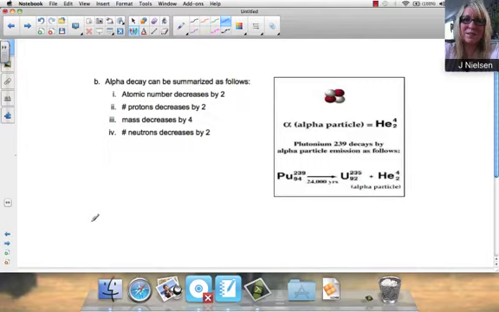Alpha decay can be summarized as follows. As you can see here, the atomic number decreases by 2. So 92 is 2 less than 94. Therefore, the number of protons decreases by 2. The mass decreases by 4. 235 is 4 less than 239. And the number of neutrons decreases by 2 because of the atomic number.